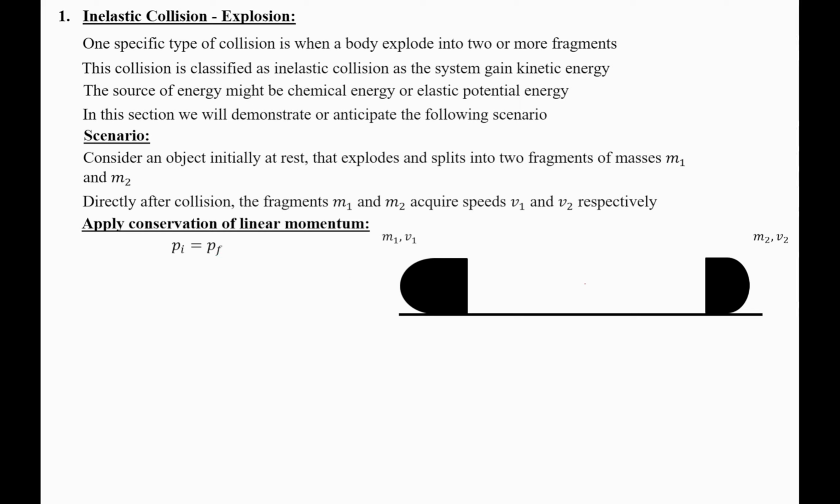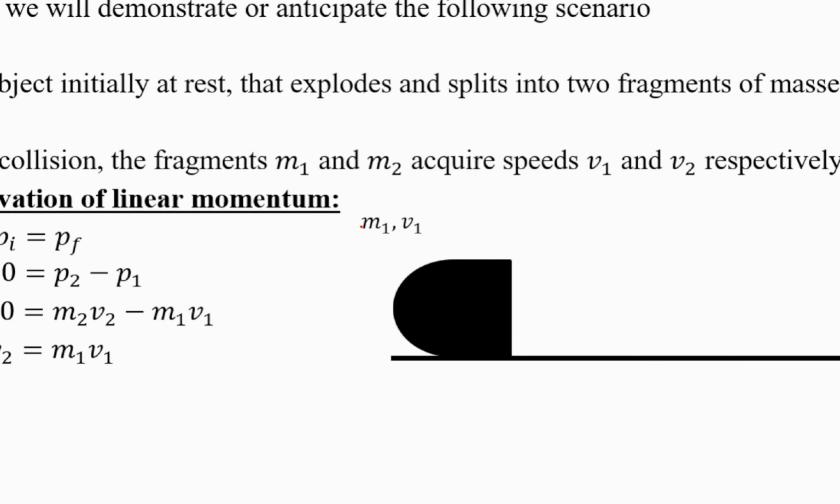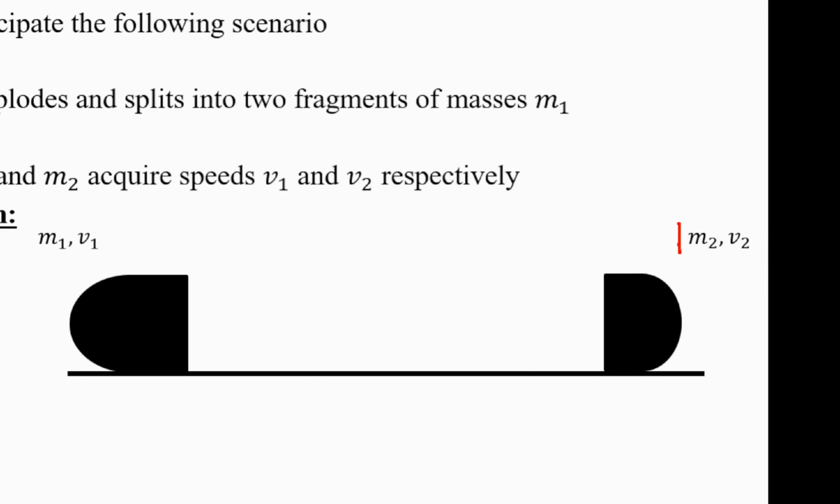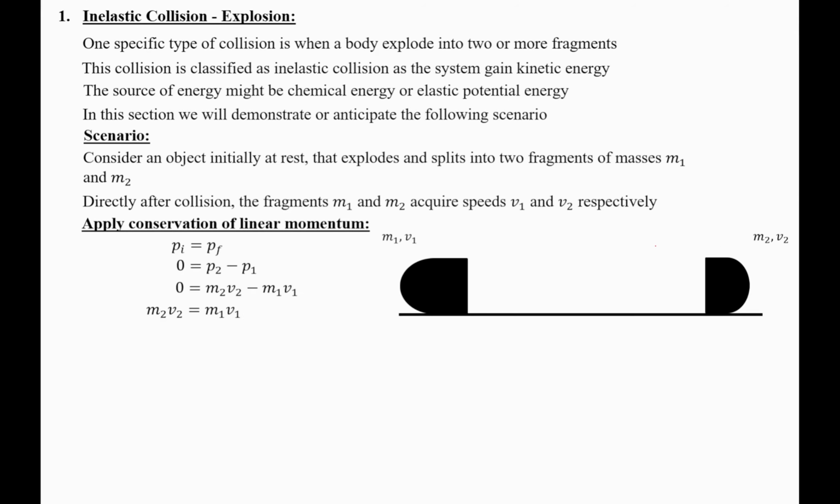Initially, because the system was at rest, the total momentum is 0, and finally we have two momenta given by P2, which is positive, and minus P1, which is negative. Then that would be m2v2 minus m1v1, and that would give m2v2 equal to m1v1, because initially the momentum of the system is 0, which means that after the collision, even if this fragment has a momentum P1 and this fragment has a momentum P2, according to the cancellation effect, both of them should cancel up to 0.